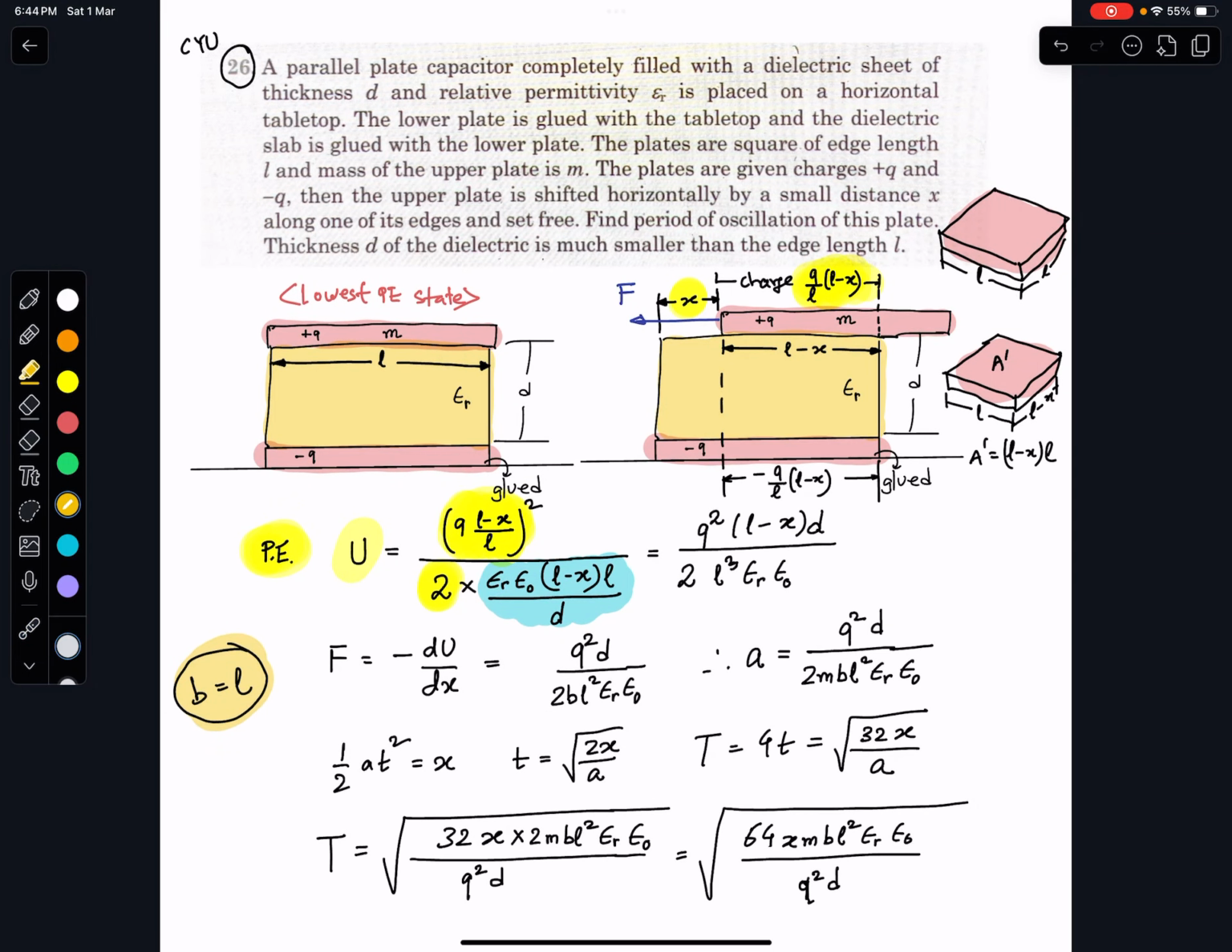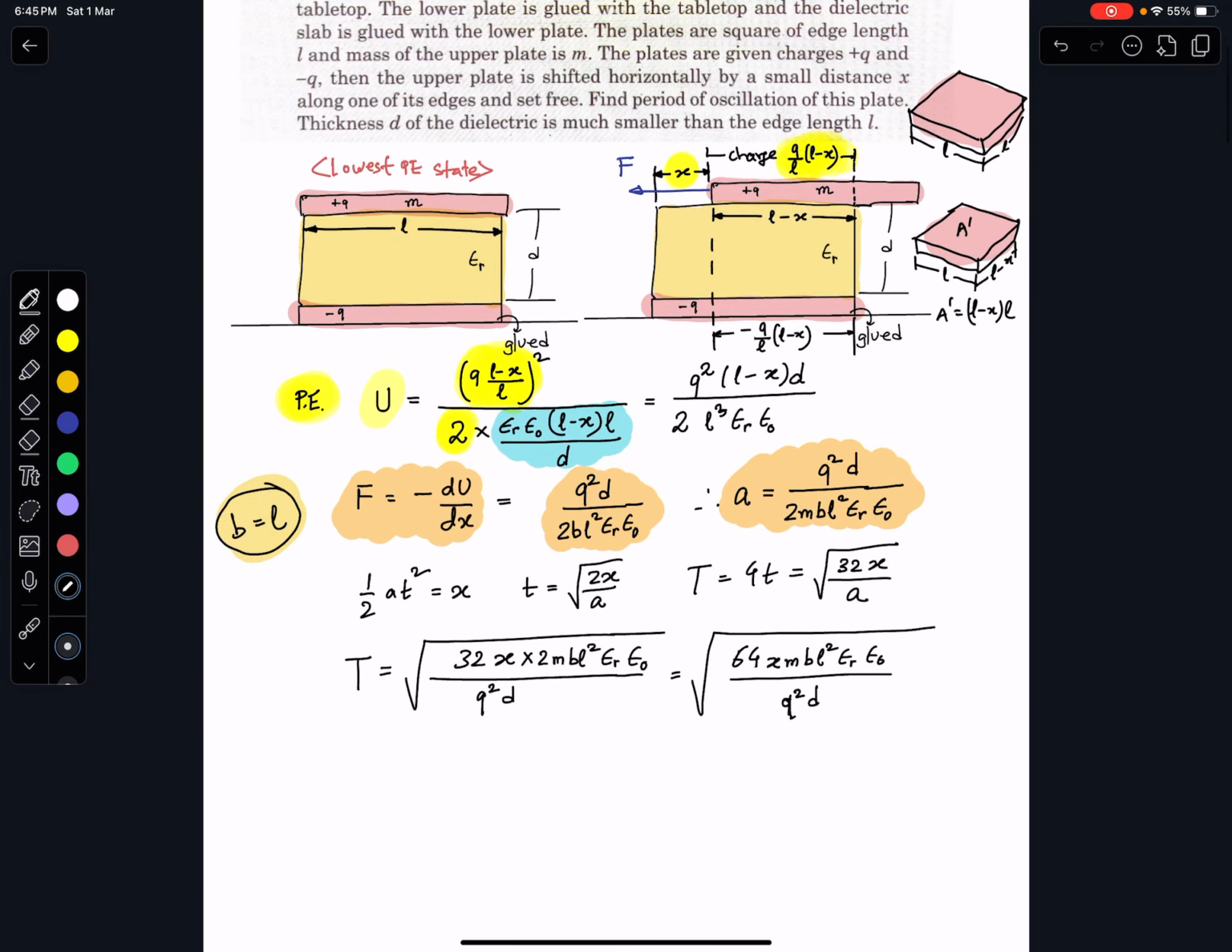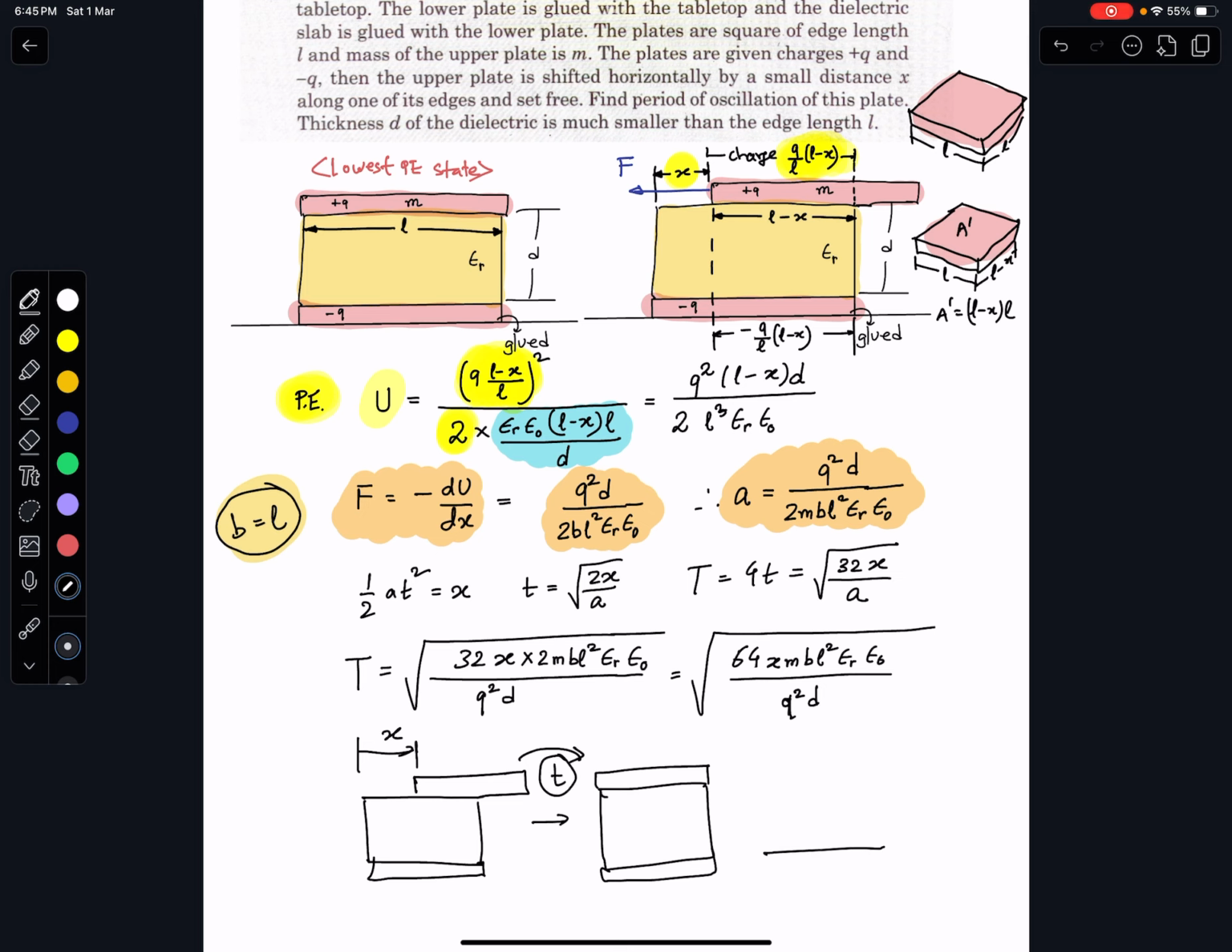So the force is minus dU/dx. This force comes out to be constant, so the acceleration comes out to be constant. So you write here half a t squared equal to x. Now what happens actually, this time period, see, this is the plate. Now this plate from here to x, this is the stable position. So from here to here the time taken is t, and then obviously it will go to this side.